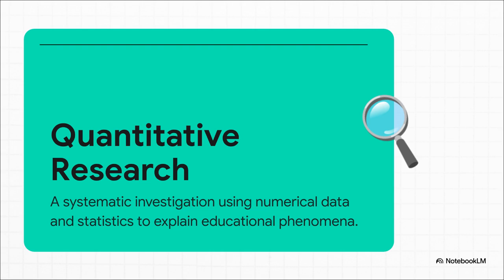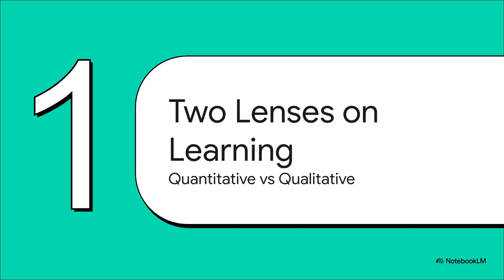It's basically a formal process for turning what happens in education, things like using an app or taking a test, into numbers. By doing that, we can measure things systematically, we can spot patterns, and we can test if one thing is truly having an effect on another. Now, to really get a handle on this approach, we kind of have to see it in context. Because in research, there are really two main ways to go about finding answers. Think of them as two different lenses for looking at the very same problem.